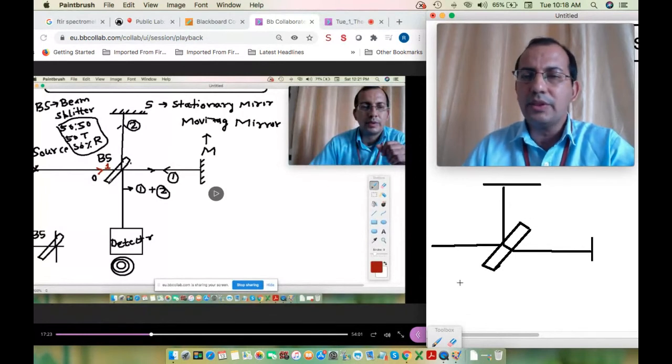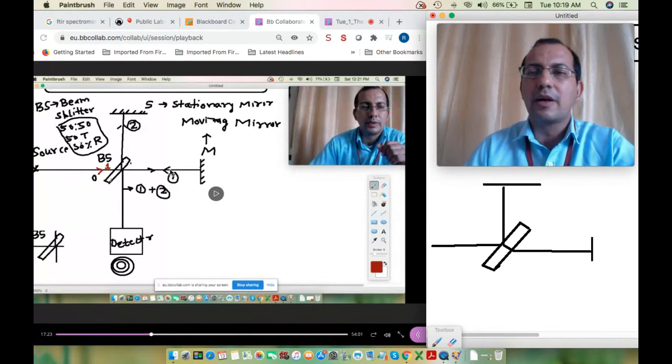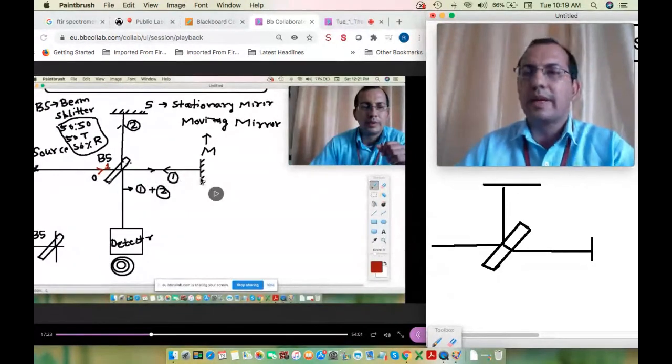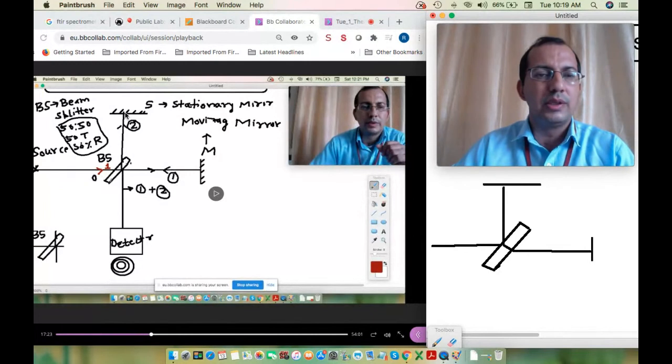The velocity of the light in the free space in this region will be different from the region where it is going through the beam splitter. So these two distances will not be equal in this case. In order to make them equal, you have to introduce a compensating plate, so that the beam which goes to the movable mirror crosses the beam splitter thrice, and the beam which goes to this stationary mirror also crosses it thrice.